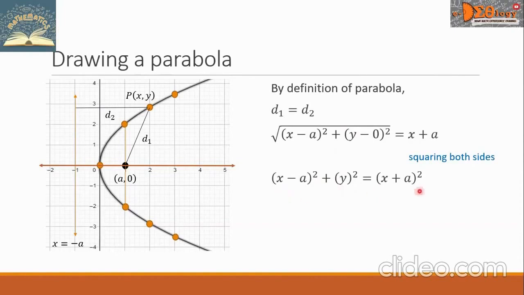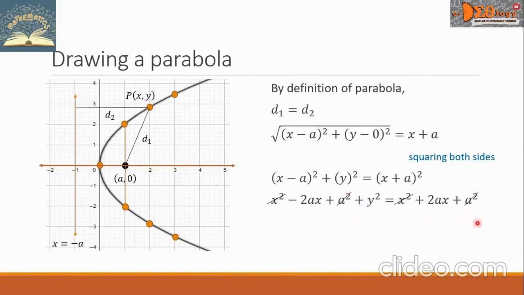Let us expand the squares. The left side now becomes x squared minus 2ax plus a squared plus y squared. And this is equal to the right side, which now becomes x squared plus 2ax plus a squared. We can cancel the x squared here and the x squared here. Also, there is an a squared and there is an a squared on the right side that we can cancel also.